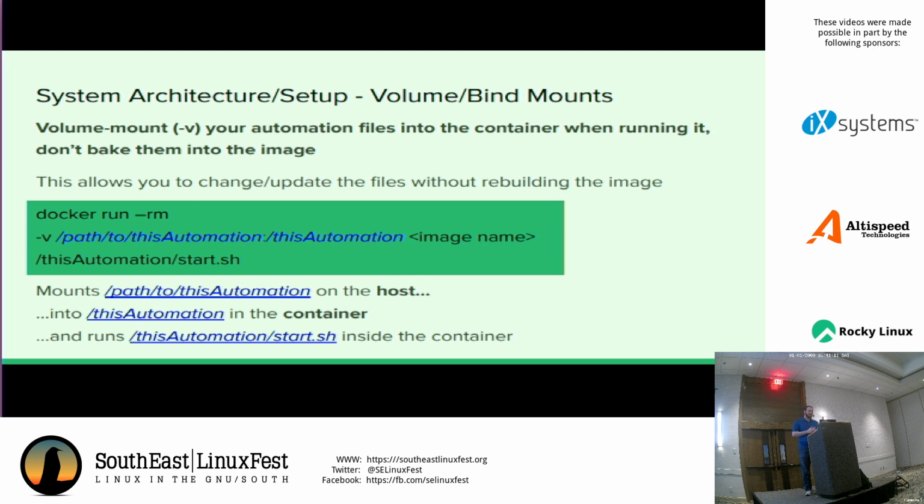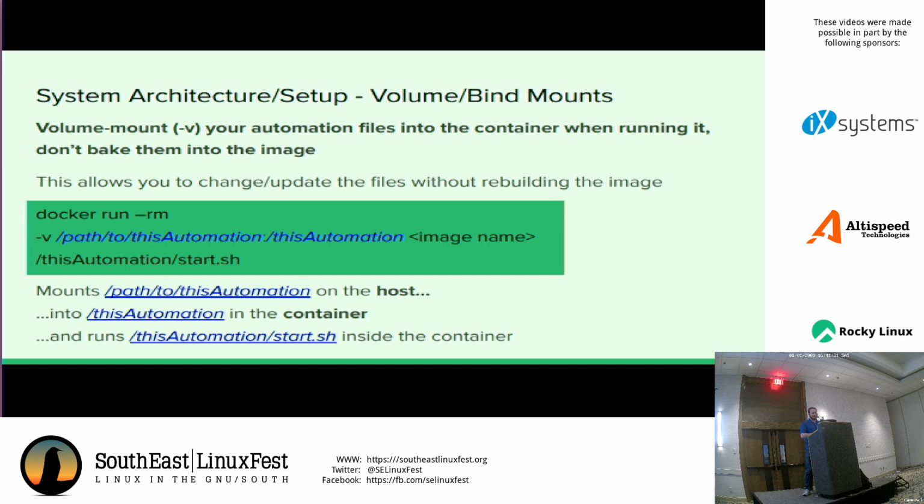It's using Linux bind mounts under the hood. But if you volume mount the automation folder, where you have your files for the automation, into the container at runtime, so that the folder on your host system with the automation files is also accessible at a specified path in the container, you can update the files without needing to rebuild the image.